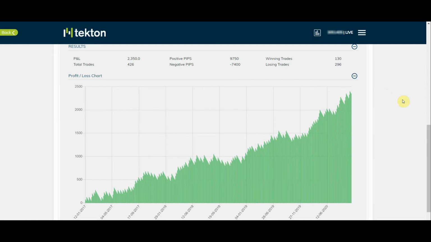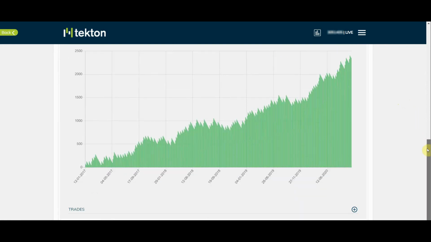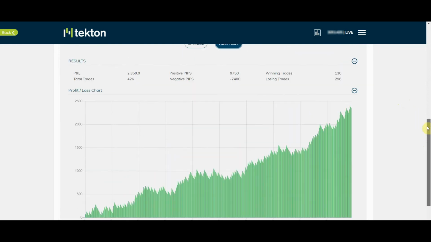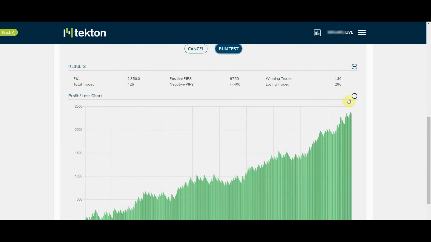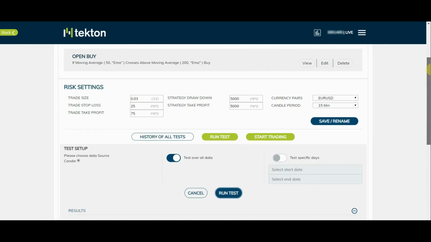So Tekton is your pocket quant. It's your trading system. Tekton is your system to allow you to trade what you want to trade whenever it sets up. Okay, and that's the thing to remember. This test is finished. 2,350 pips of profit. Reasonably good profitability overall, long term. Good, reliable system.